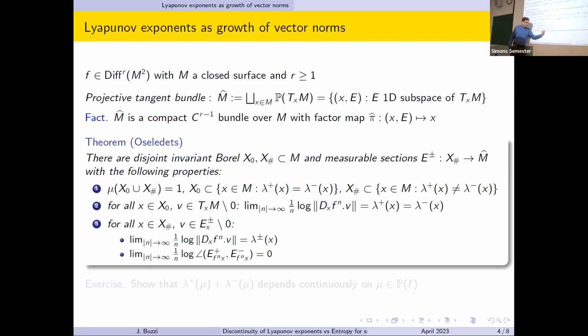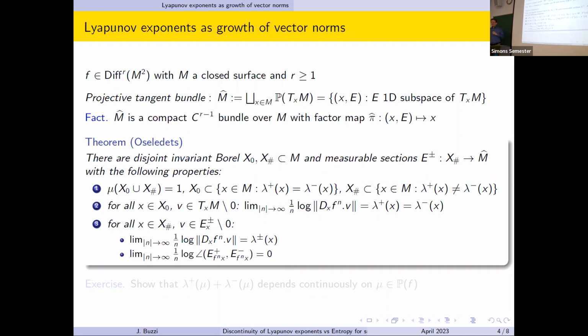And now the two directions, of course, because of this property and the fact that on X sharp the two exponents are distinct, you know that the two one-dimensional directions must be transverse. I mean, their sum is the tangent space at X. They have some angle between them, always positive over X sharp. But this angle doesn't grow too fast when you move along an orbit, in the future or in the past, since here everything is invertible. So you have this property. Any questions?